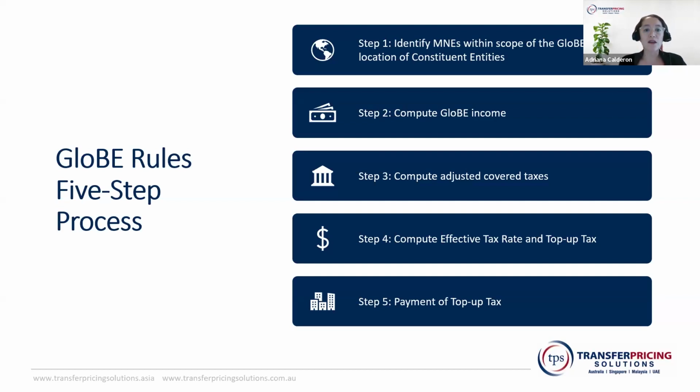Step 2 is computing GLOBE income, which is the numerator in the calculation. Step 3 is to compute the adjusted corporate tax, which is the denominator in the equation. Step 4 is to compute the effective tax rate and top-up tax. And step 5, which is a very important one, is, okay, now that I know that I have to pay top-up tax, who do I pay to? Or more relevant, where do I pay to? So that's the payment of the top-up tax. Let's start with step 1.